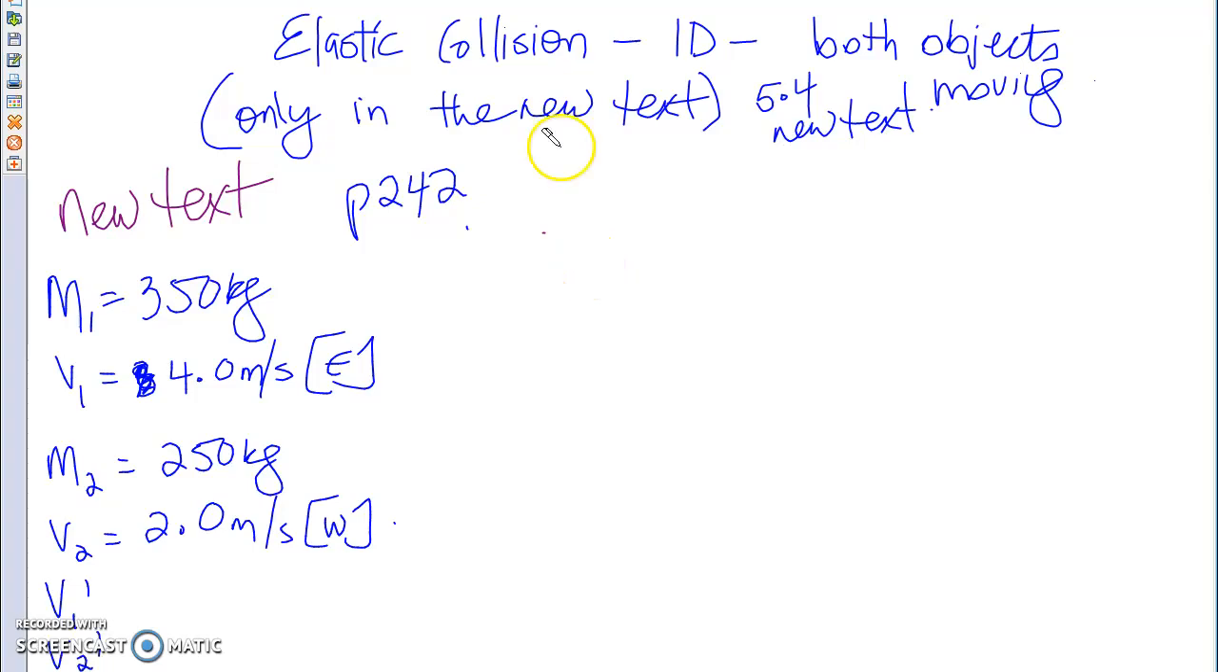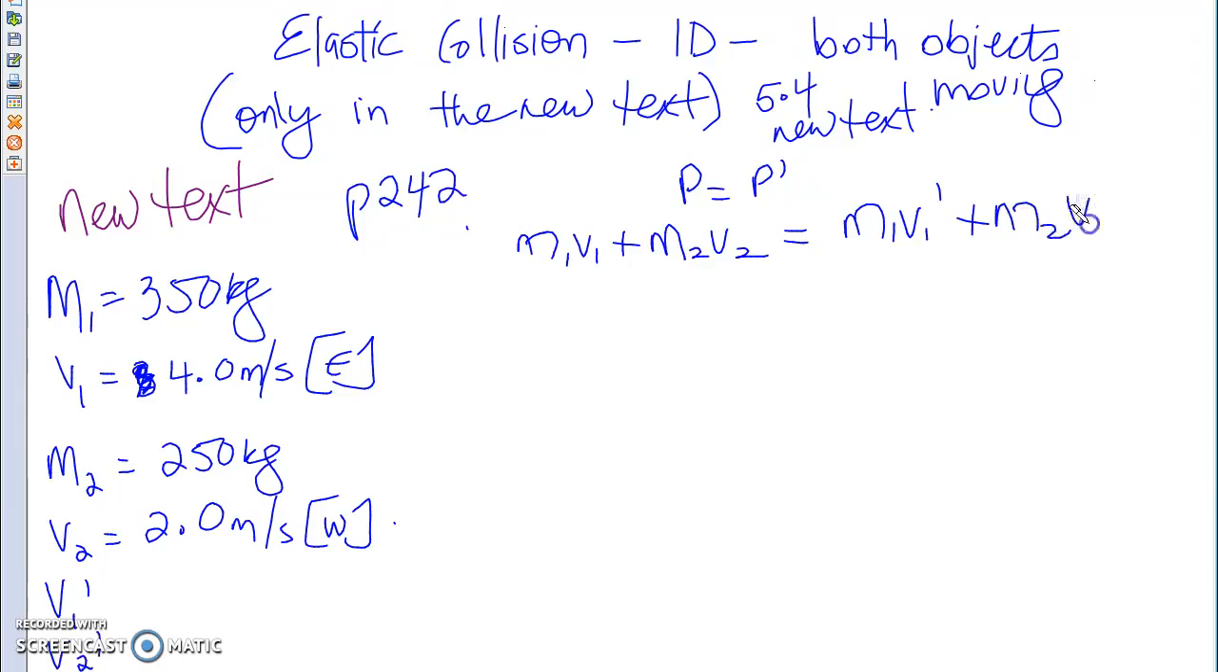All right. So what we're going to do is start out with our regular way that we do all the other questions, which is P before equals P after. M1 V1 plus M2 V2, which equals M1 V1 prime plus M2 V2 prime. The only thing that we need to remember in this situation is as follows. We're going to start with 350 times 4 plus 250 times negative 2.0.